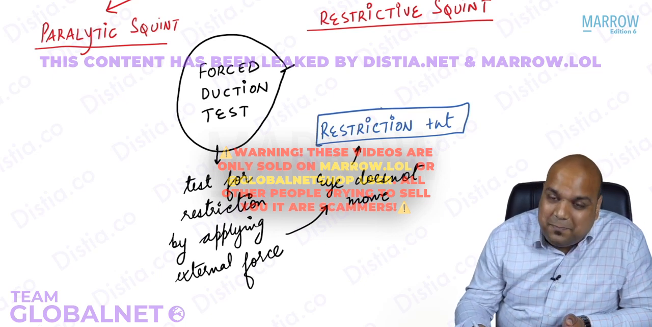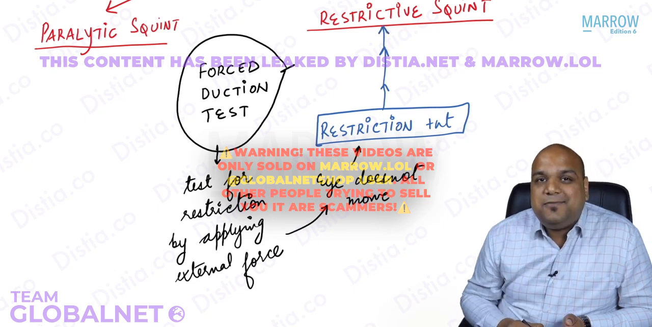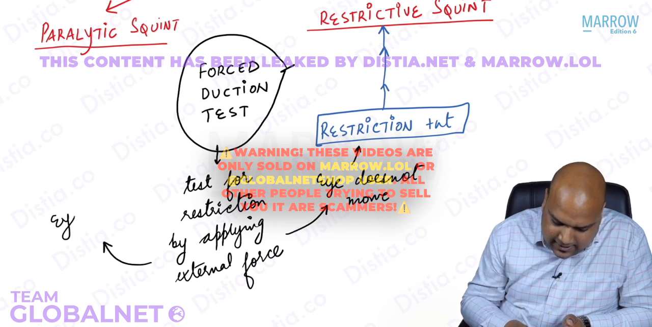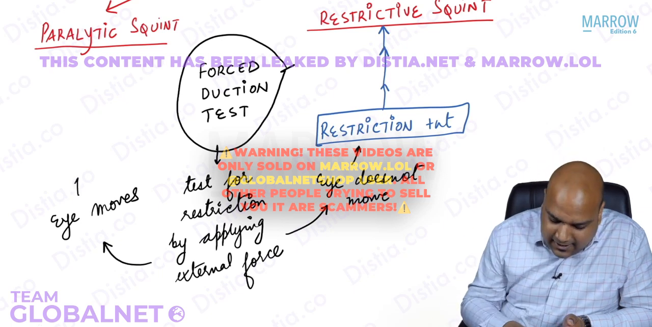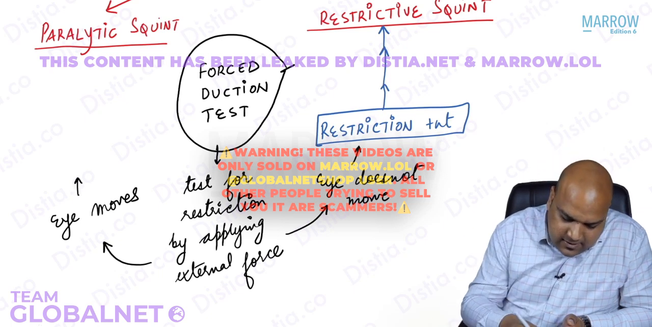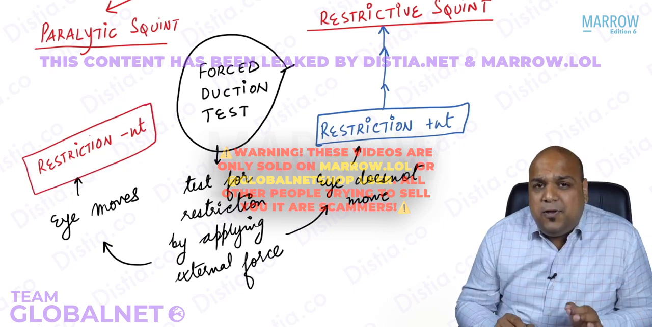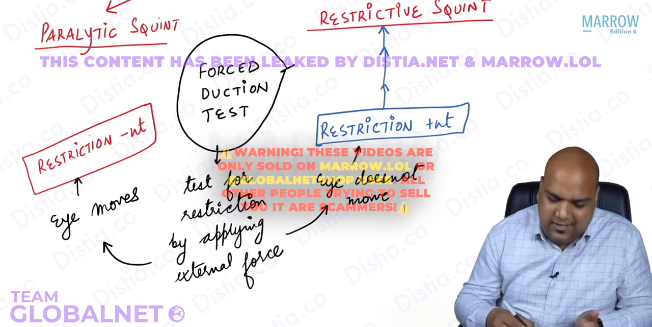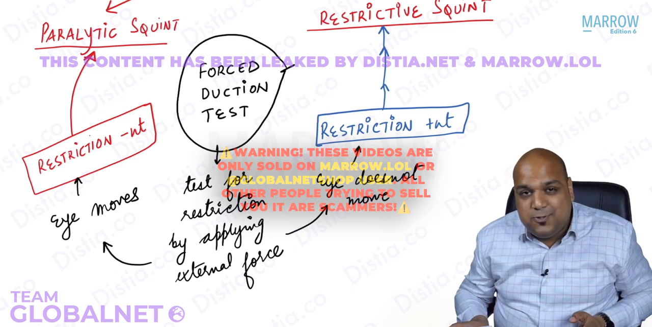If restriction is present, then my diagnosis is restrictive squint. But if the eye moves, as we saw in the image, that means restriction is absent. So if restriction is absent, it cannot be a case of restrictive squint. It has to be a case of paralytic squint. Yes, guys, I hope we understand this. There is no confusion in this.